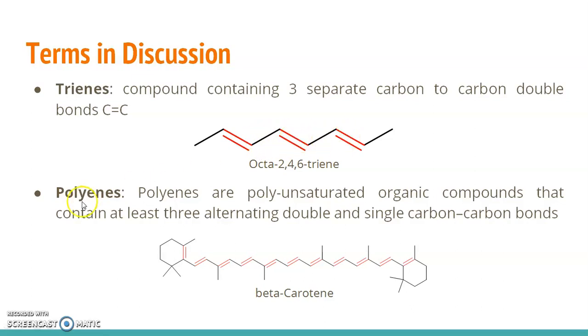And coming to polyenes, polyenes are polyunsaturated organic compounds that contain at least three alternating double bonds. I hope you understand. Three alternating double bonds, I mean to say one double bond here, alternating one more, and alternating one more. So the molecules which contain at least three alternating double bonds and single carbon-carbon bonds are called polyenes. I have an example for this called beta carotene, where we have several double bonds which are conjugated double bonds, and they exist as polyenes.